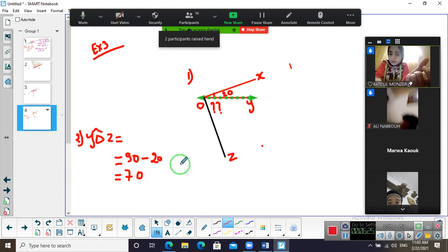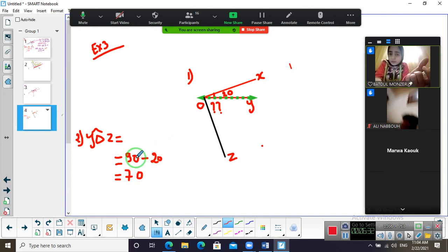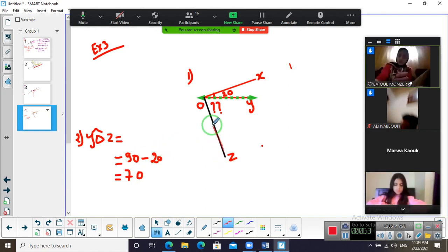So it's 70. Yes. So what is the angle 90? The right angle is 90 degrees. What is the right angle here, 90 degree? What is its name? ZOX. ZOX. And the 20 degree?